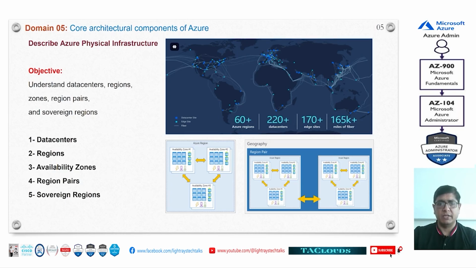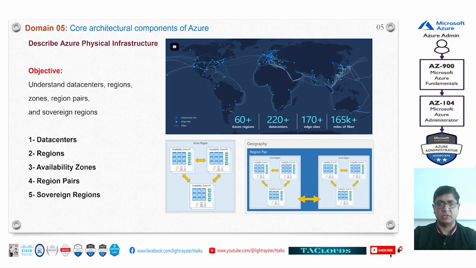Next, we have availability zone. Availability zone means, as I already discussed, a separate area inside the region which has multiple buildings. If one building goes down, the other building will be available. You can say it is a physically separate data center in one region. One data center goes down, the other data center will be available.